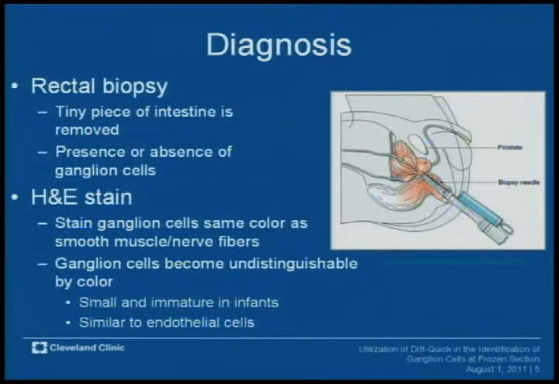The identification of ganglion cells is currently hindered by the routine H&E stain used on the intestinal tissue. H&E, or hematoxylin and eosin, stain ganglion cells the same bright pink as surrounding smooth muscle and nerve fibers. The ganglion cells become undistinguishable by color, delaying the identification process. In addition, ganglion cells are small and immature in infants and appear similar to endothelial cells.